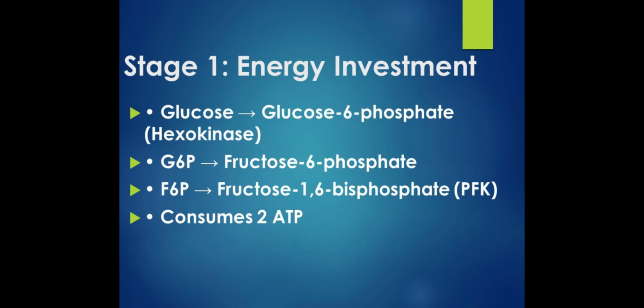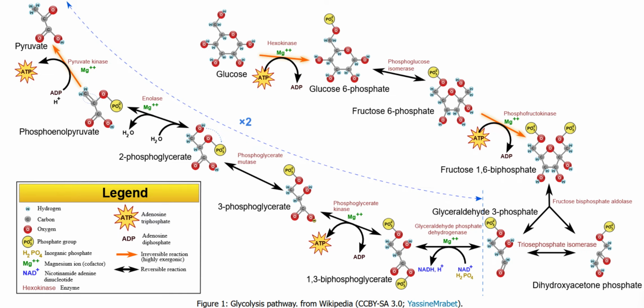Step 1, which is the phosphorylation of glucose. In this step, glucose is phosphorylated by ATP to form glucose 6-phosphate. And this reaction is catalyzed by the enzyme that is called hexokinase. And hexokinase is a kinase enzyme. It is an enzyme that transfers a phosphoryl group from ATP to an acceptor molecule.